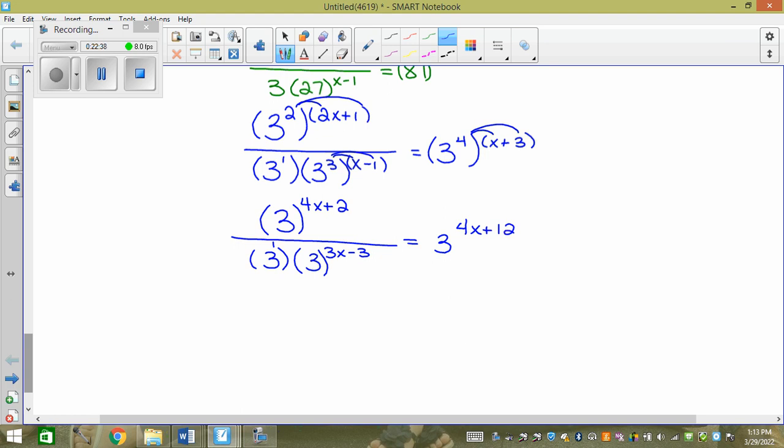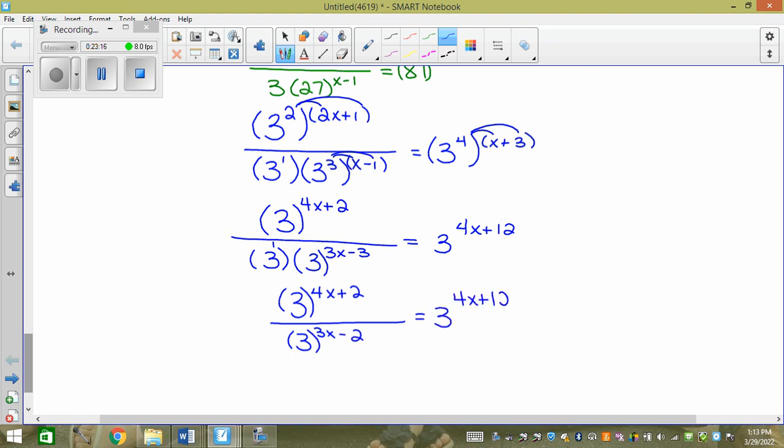I still can't drop my bases off. Don't go dropping your base off. So many people drop their bases off. You can only drop your bases off when you have 3 to the something equals 3 to the something. Do I currently have that? No, I have 3 to the something over 3 to the something times 3 to the something. There are too many 3's going on this side. So my first thing is to put that denominator together. I have 2 bases, 2 exponents. What am I going to do with those exponents? Add. So I have 3 to the 4x plus 2 over 3 to the 3x, and then minus 3 plus 1 is minus 2, equals 3 to the 4x plus 12.